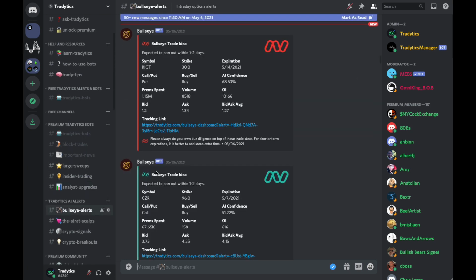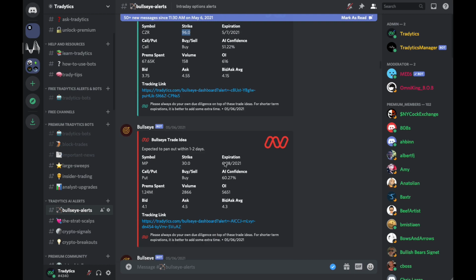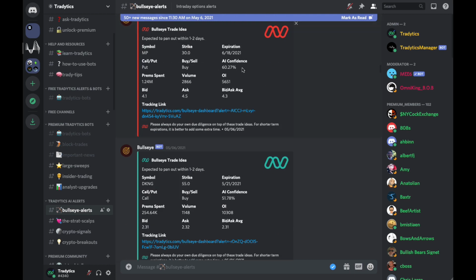Then we have some intraday trade ideas. So you can see we have the strikes. This is a call options buy. You can see expiration, strike, the side, buy, sell, call, puts, confidence. This is slightly lower confidence. This is good, 60%. So you always want to look for something above 60%, because some other Discord owner told me that above 60% gives you about 80% accuracy rate.